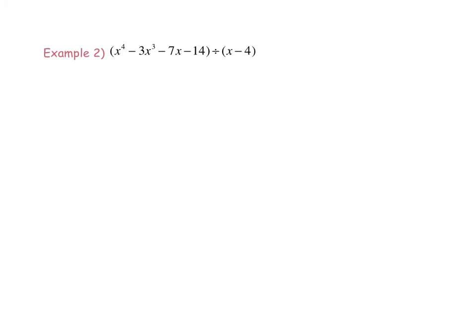Now for our second example. We have the dividend of x to the fourth minus 3x to the third minus 7x minus 14, and that is divided by our divisor, which is x minus 4. Before we rewrite this in long division form, let's look back at our dividend and check our exponents. We have x to the fourth, and then x to the third, and we're missing x to the second. So that means we will need to create a placeholder for that. And we have x to the first, and then our constant.